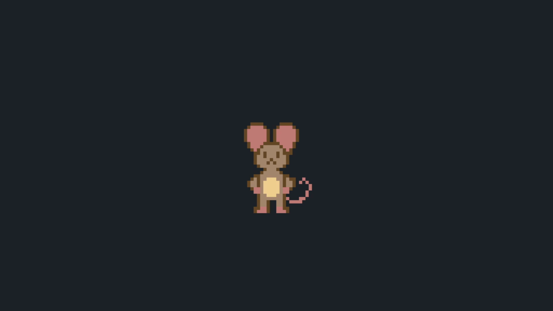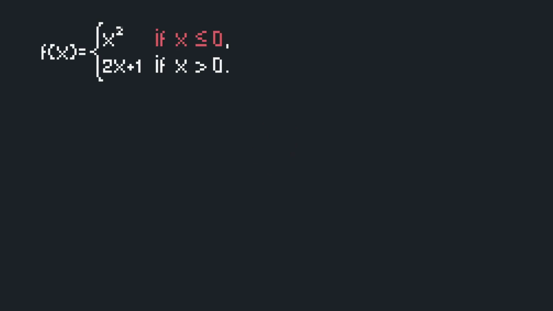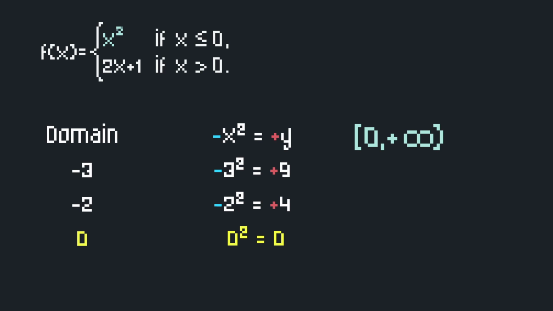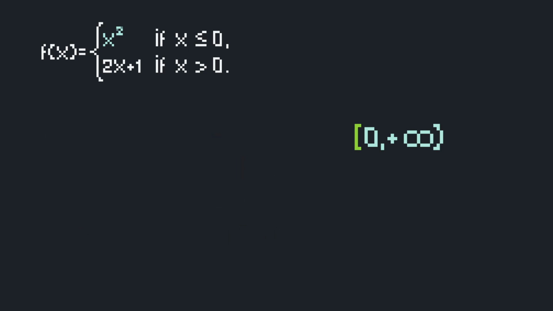Let's apply this to our function. For inputs less than or equal to 0, the rule is x squared. Squaring any non-positive number gives us a non-negative result. In fact, the smallest value here is 0, which happens exactly at x equals 0. So this part of the function produces outputs in the interval [0, +infinity). The square bracket on the left means the endpoint is included, so here 0 belongs to the set. In other words, the range actually contains the value 0. The number 0 is the starting point of the interval.